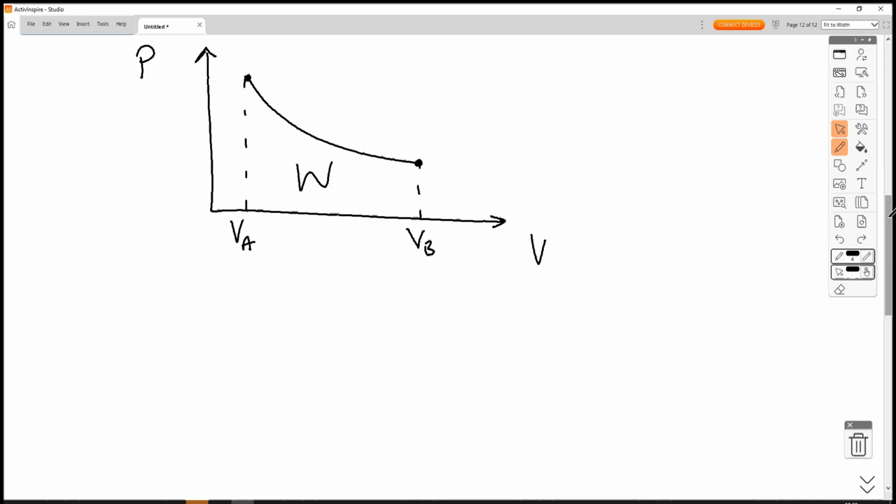Now, in this case, pressure is a function of volume. So the work done here would be equal to the integral of pressure as a function of volume, and we integrate that with respect to volume. Our limits going from VA to VB.